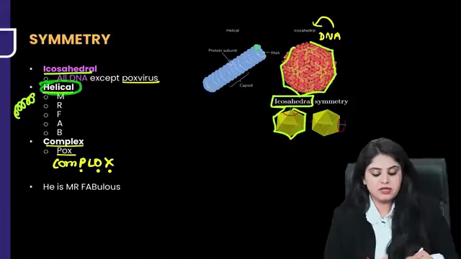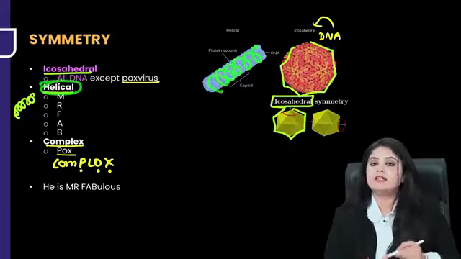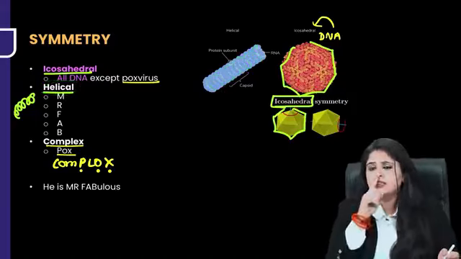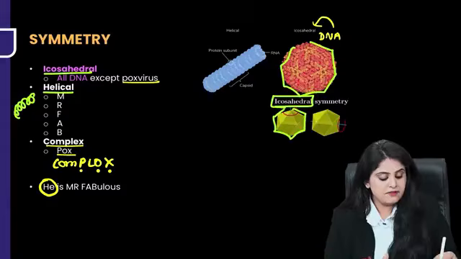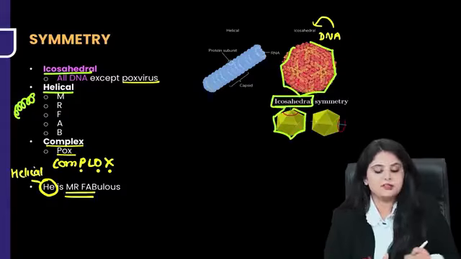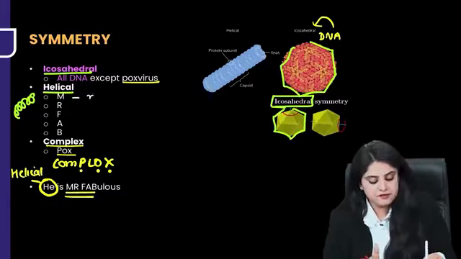Coming to the next one, the helical one. Similarly, all the RNA viruses are going to be helical, and I have learned he is Mr. Fabulous. He will remind me that I'm talking about helical symmetry, and Mr. Fab is the mnemonic. So let's complete this Mr. Fab. We are going to have myxovirus.